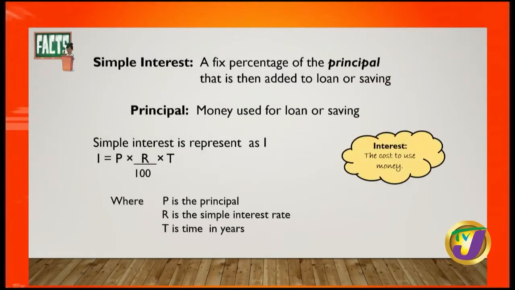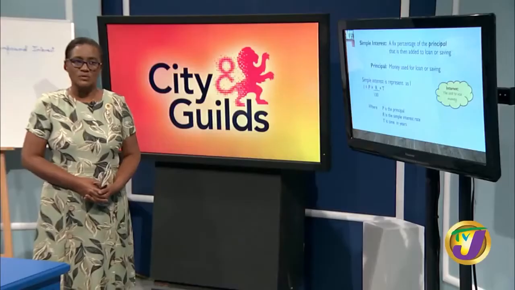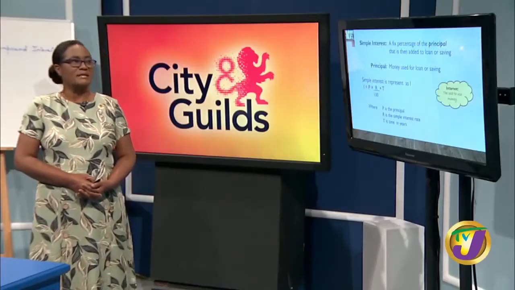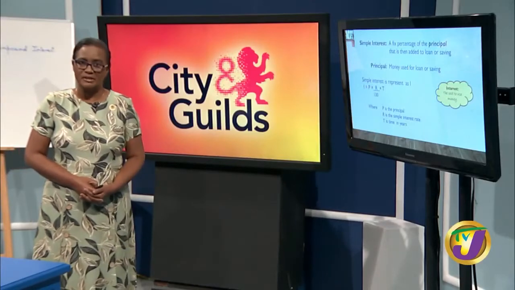So let's talk about simple interest. We talk about interest generally. Simple interest is a fixed percentage of the principal that is then added to the loan or to your savings. And by the principal, we mean the money used for the loan. So if you borrow money, then that would be the principal. Or if you put money in the bank, that is also the principal.